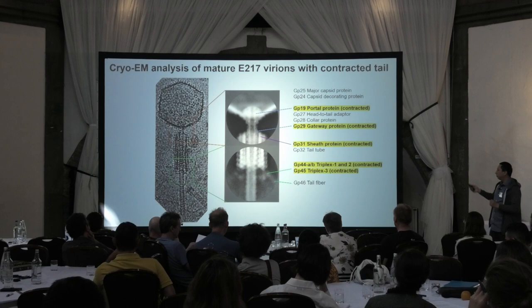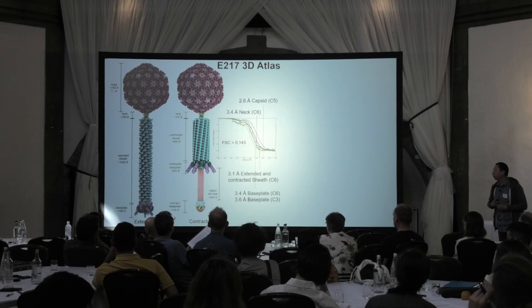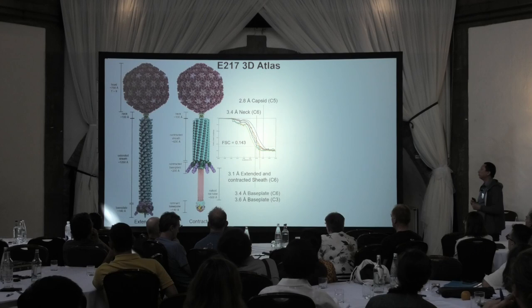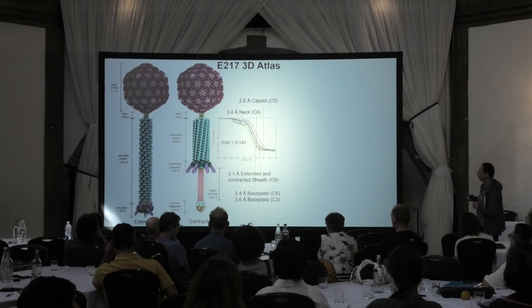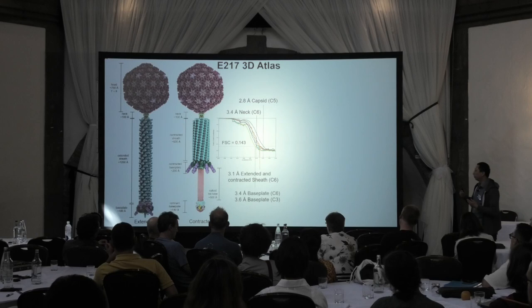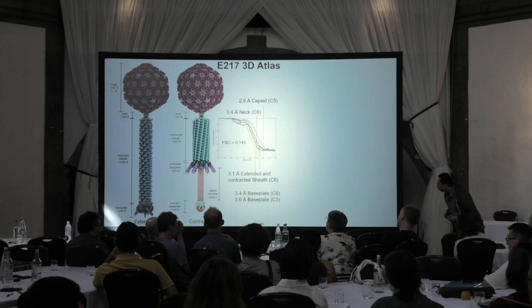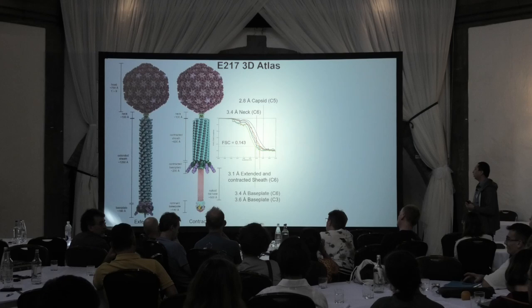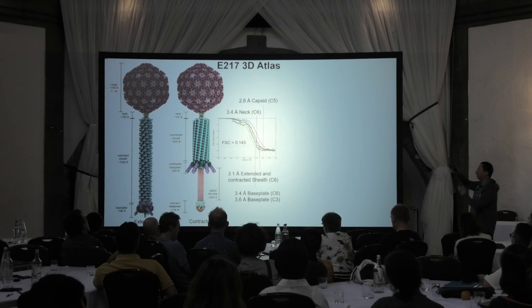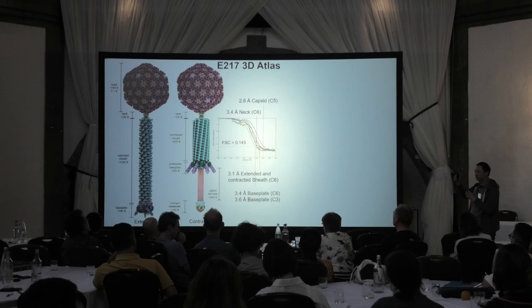Okay, so this is the atlas of E217. We have the extended state and the contracted state. The head is about 750 angstroms in diameter, and this is a T=9 phage. Then we have the neck, and the extended sheath is about 1250 angstroms, while the contracted sheath is about half of the length of the extended sheath. The base plate is about 180 angstroms in the extended form. And these are all the maps we reconstructed from the data, using localized reconstruction and stitching all the maps together. So, next slide.